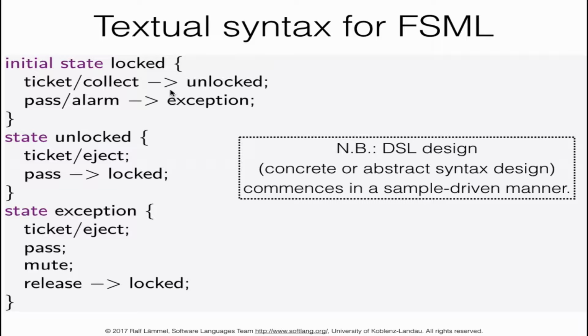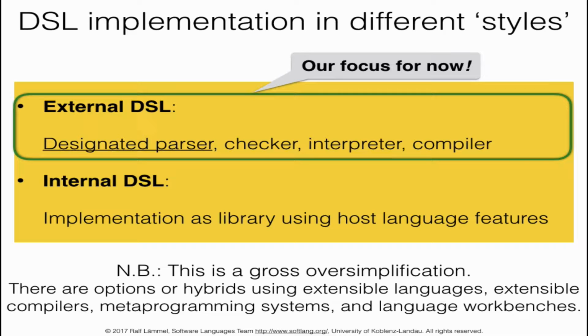So we use this arrow notation for the transitions. And if there's no arrow, this means it's a self transition, so the target state equals the source state. We also see here that the action is optional, so some of the transitions don't have an action. And of course, all transitions must have an event. And one of the state declarations is marked as initial with this keyword initial. Okay, so this is the textual syntax that we want to implement.